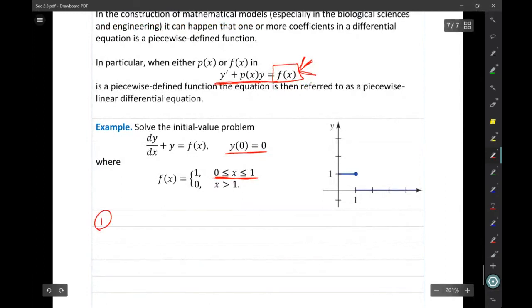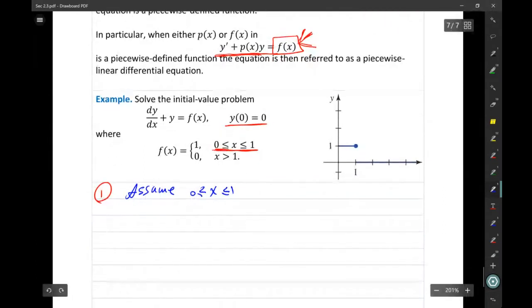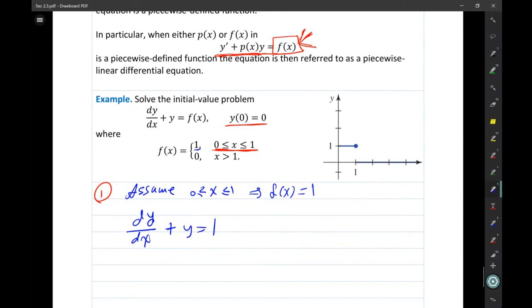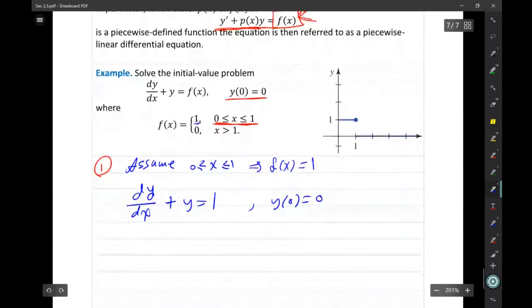Number one. Assume that x is between 0 and 1. Then, for this interval, the function f of x is equal to 1 only. Then your differential equation becomes dy by dx plus y is equal to 1. But you have y of 0 is equal to 0. This is the initial condition.